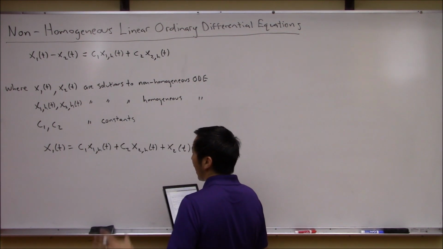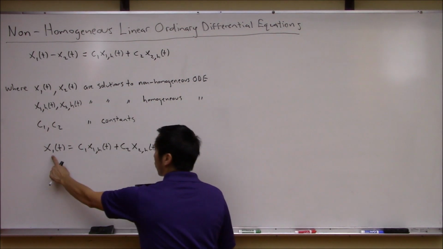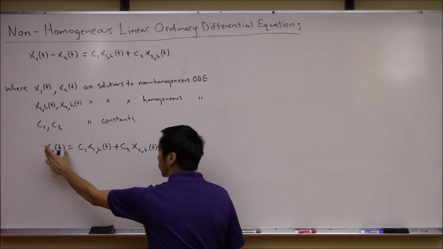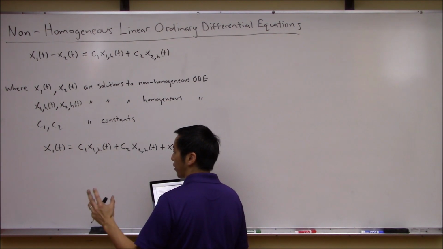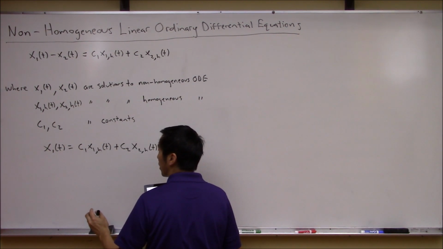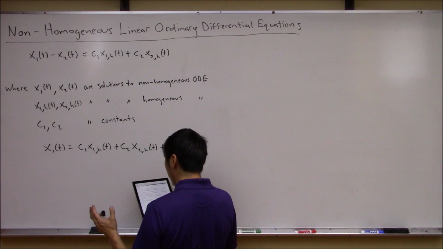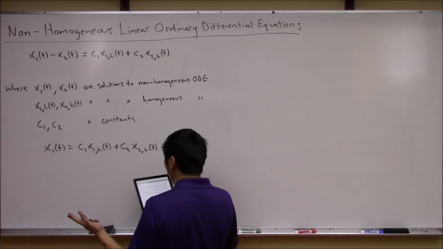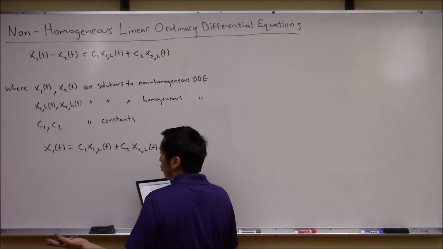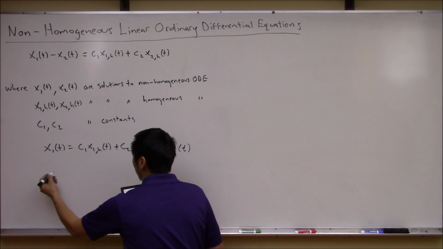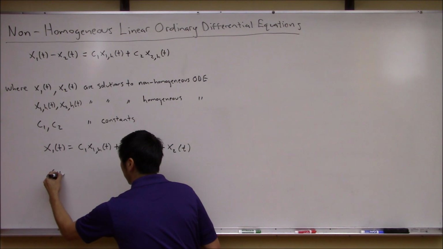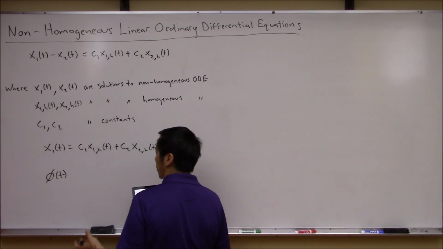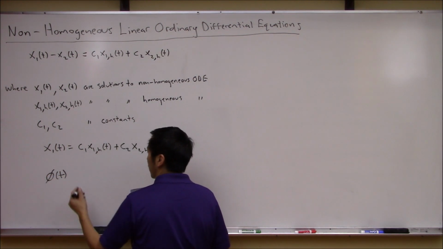Right? And again, what we're looking for is this. This is like the total solution to the non-homogeneous linear ordinary differential equation. We want this thing. This is the complete, or sometimes referred to as the total solution of the problem. So let's give this a different symbol. Instead of x1 of t, let's call it phi of t. Sometimes you might see some textbooks call this the total solution.